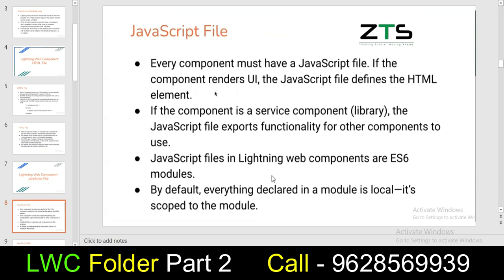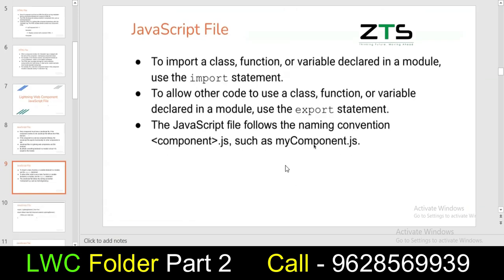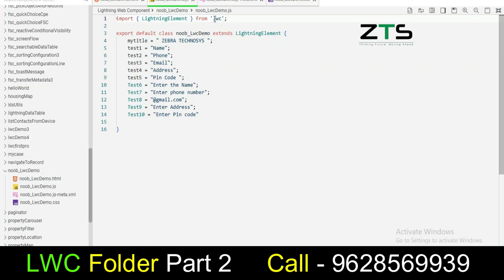The module is scoped. And then more information on the JavaScript file: to import a class, function, or variable declared in the module, use the import statement. I already told you, this is a method, this is a functionality, it is the declaration. This line imports the functionality and method, whichever functionality you are using, you can see this import, right?